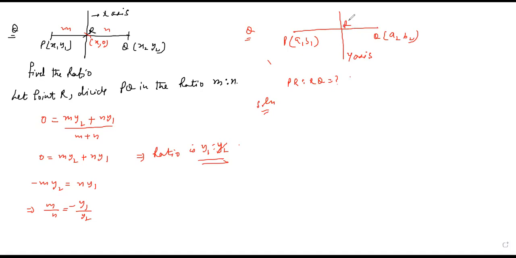Any point which is on the y-axis must have its x coordinate 0. So this is (0, y). Because the point lies on the y-axis, which implies its coordinates are (0, y). Quickly.